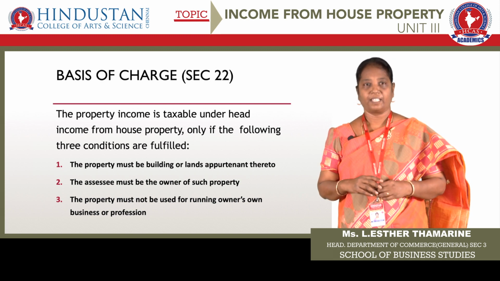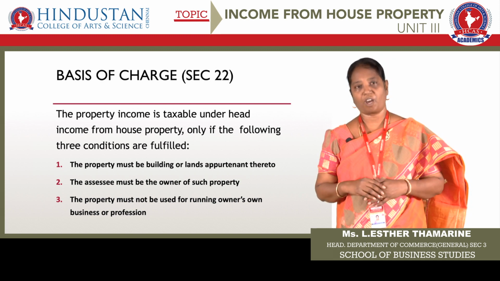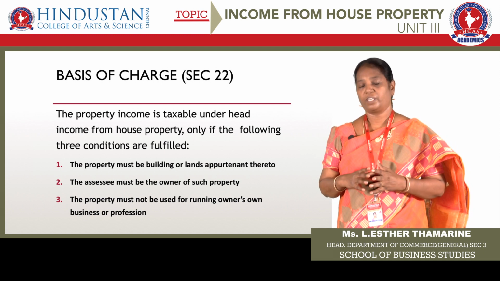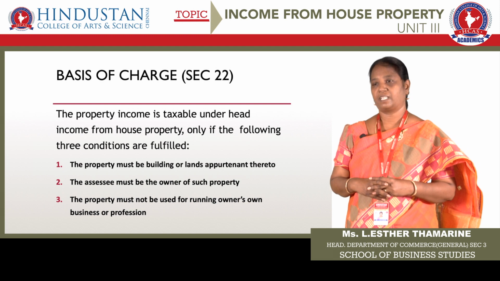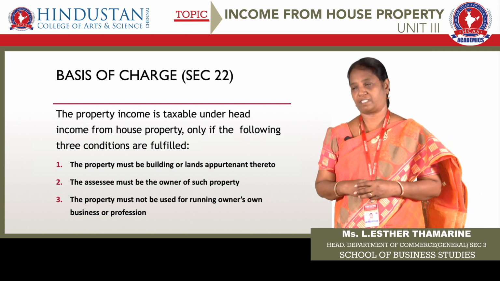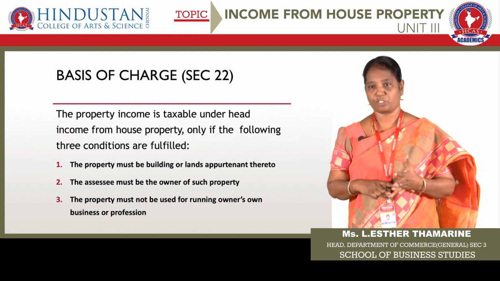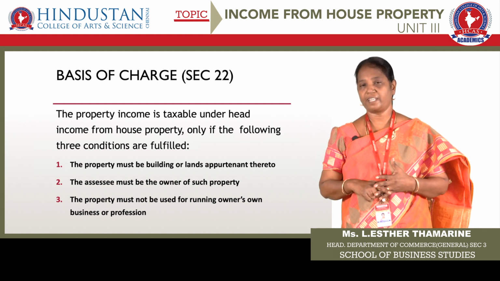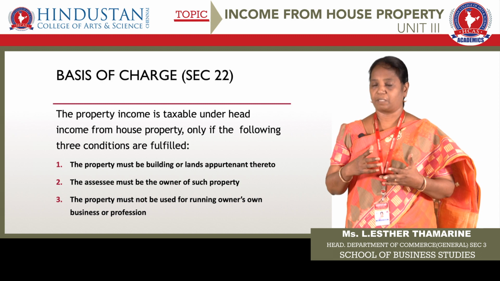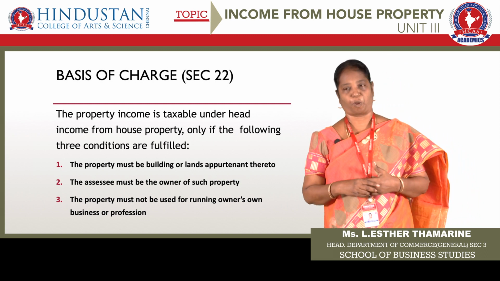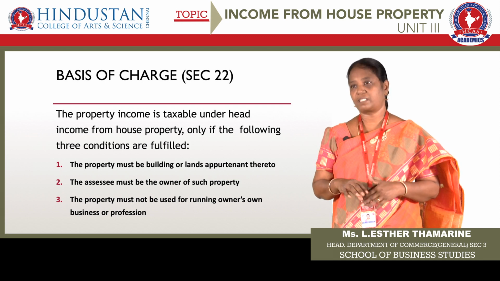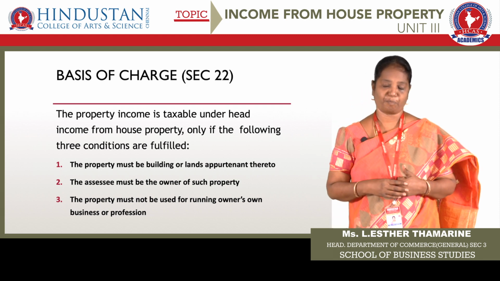Then thirdly, the condition says that it should not be used for any business or profession. So the house property income should satisfy these three conditions. The first one, it should be a building and anything attached with the building. Secondly, the assessee should be the owner of the property, and the third one is he should not have a business or profession in that building.